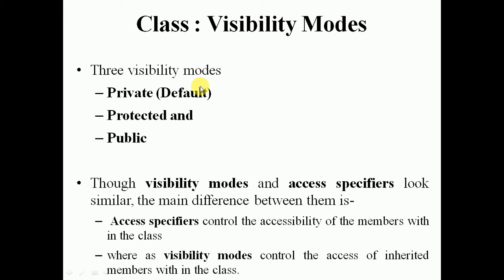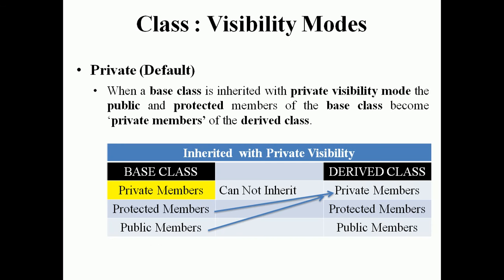There are three types of visibility modes: private, protected, public. By default, visibility mode of class is private. Though visibility modes and access specifiers look similar, the main difference between them is access specifiers control the accessibility of the members within the class, whereas visibility modes control the access of inherited members within the class.